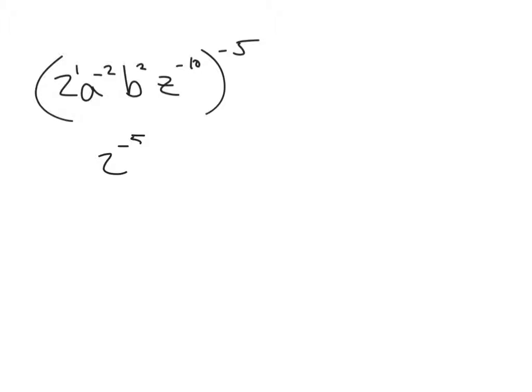And then we're going to multiply our negative 2 times our negative 5 and get a positive 10. And then our b squared to the negative 5 is going to be b to the negative 10. And then our z, negative 10 times negative 5, is going to be a 50.